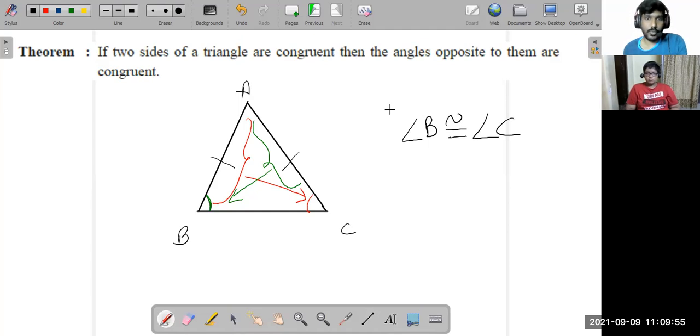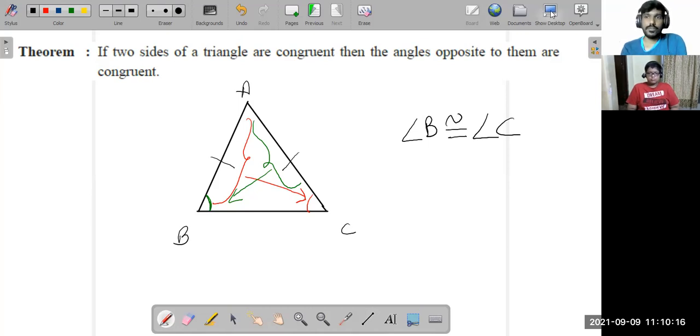Do you understand this theorem, what it says? Yes, sir. So in an isosceles triangle, if two sides are congruent to each other, then the angles which are opposite to the congruent sides are also congruent to each other.